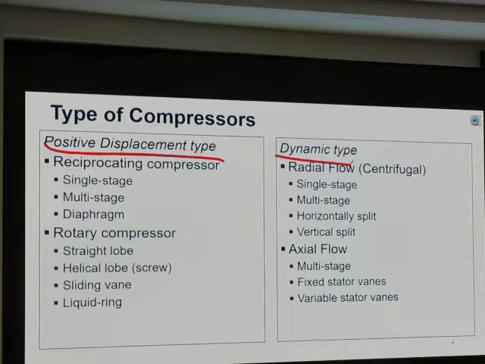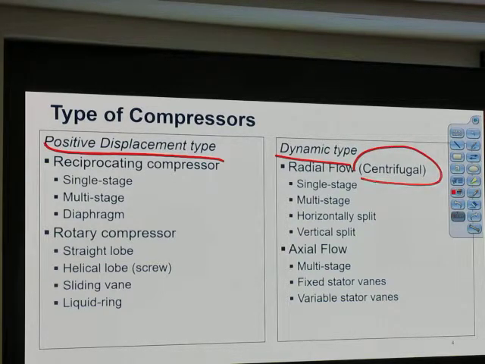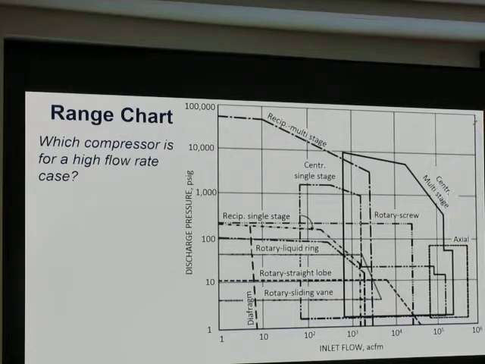Sometimes you see something that is spinning, turning very quickly. It doesn't need to be dynamic type. For dynamic type we have radial flow, centrifugal type, axial flow. Okay. We can have single stage, multi-stage, vertical split, and so on. Let's take a look at it. Which one do we use in what case?